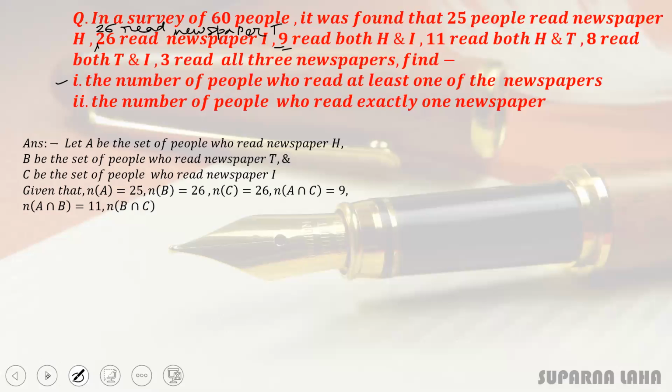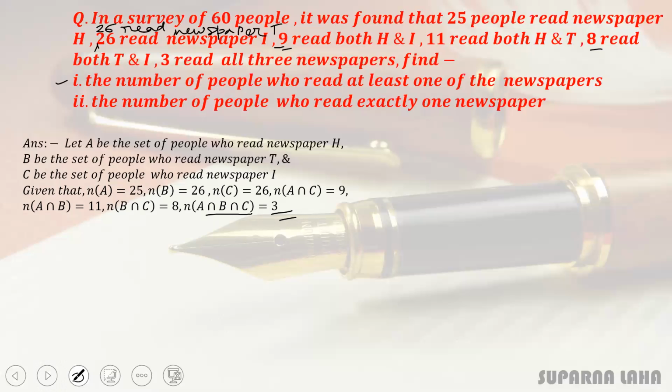The number of elements in A intersection B is 11. The number of elements in B intersection C is 8. Eight people read this T and I newspaper, and 3 people read all 3 newspapers. That means these 3 people are present in this intersection, that is A intersection B intersection C.